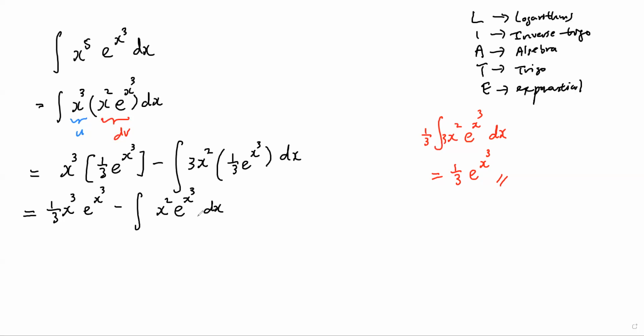Wow, this is going quite well. We have already integrated x squared times e to the power of x cubed, and that is 1/3 e to the power of x cubed. So this would be 1/3 x cubed e to the power of x cubed minus 1/3 e to the power of x cubed plus c. And yes, this will be our integral. Hope this technique helps. When you do integration, you can actually consider this strategy.